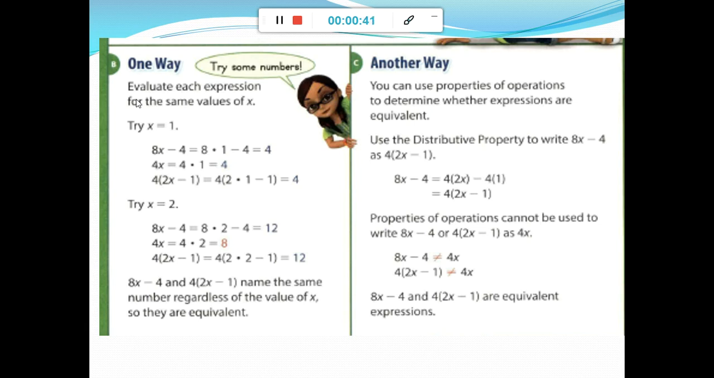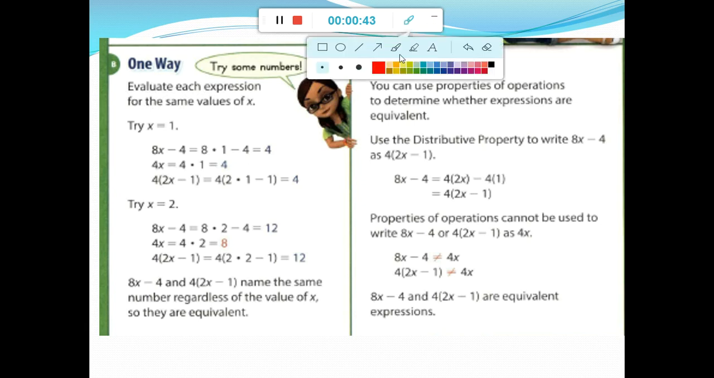Now, the first way, we need to evaluate each expression for the same value of the variable, or of x. Now, I have three expressions, this one, two, and this three. First of all, I will try x as 1 and substitute it here and evaluate the expression for x equals 1. Now, in the first expression, 8x minus 4. This is the first expression.